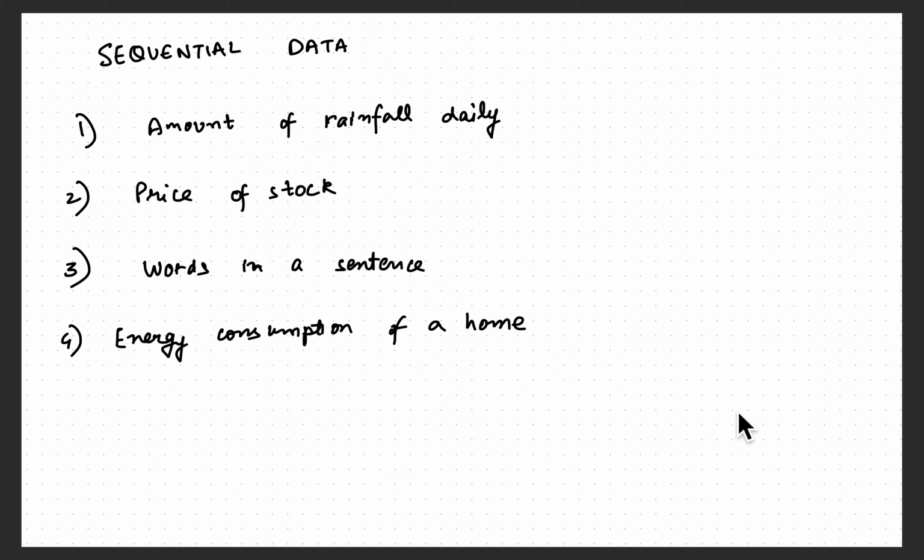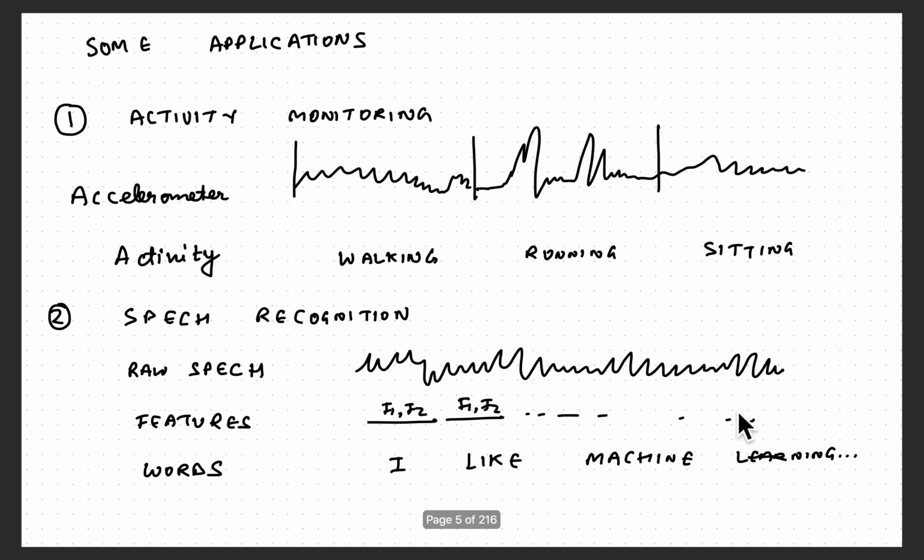Before we go into understanding much more about HMMs, let us look at some more types of sequential data. First, the amount of rainfall, the daily rainfall, could be an interesting kind of sequential data. The price of a stock is time series data or sequential data, as are words in a sentence. Now, you generally don't associate sentences with the notion of time, but you could very well associate them with the notion of a sequence. As I was discussing, if we go back, I've written here, I like machine learning.